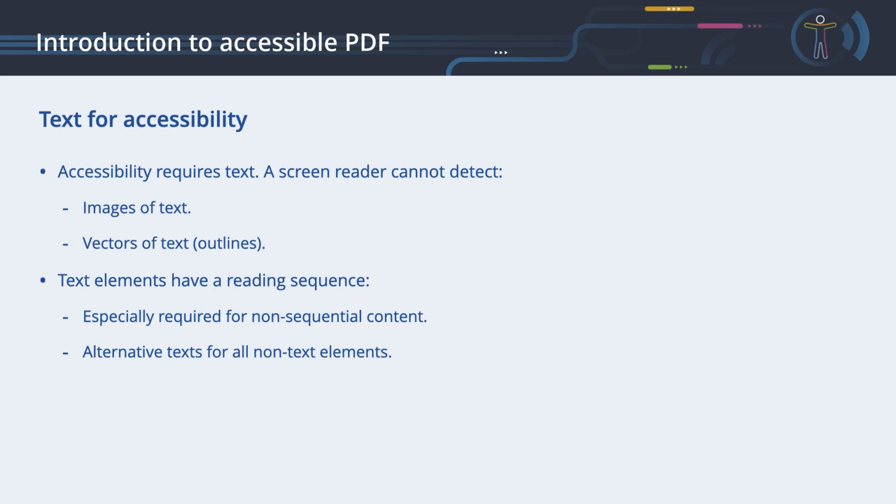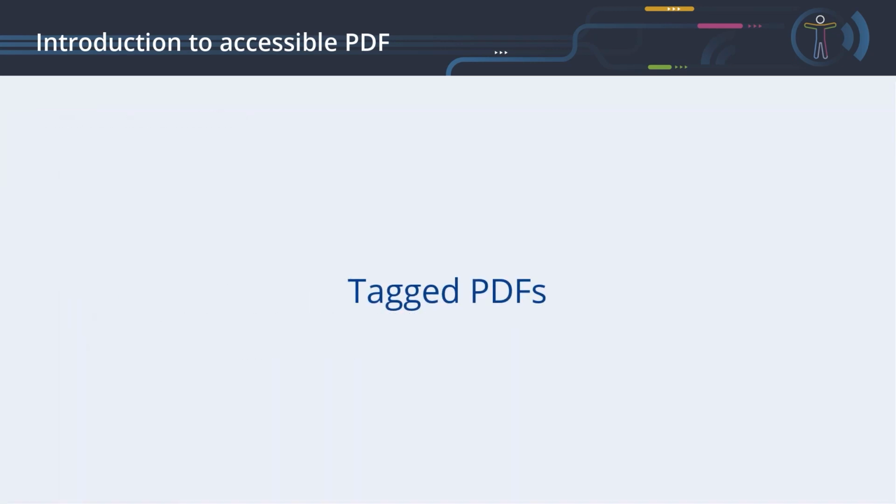This becomes even more important if the text content is not presented sequentially, but is broken into several parts, repeatedly interrupted by banners, graphics, or any other complementary information blocks. All non-text information, like images and graphics, require an alternative text describing the element, so that a non-visual user can get an idea of its content. All this additional information can be added to a PDF using tagging. Let's talk about what tagging is and what it looks like. Tagged PDFs.